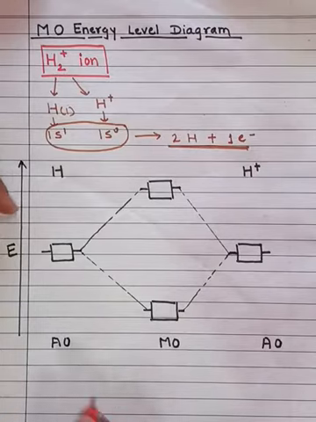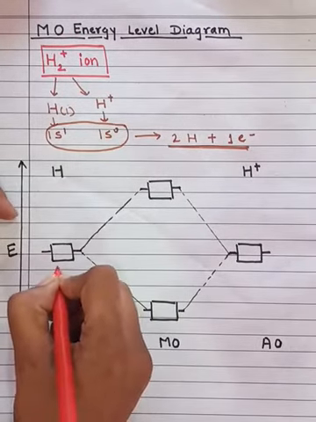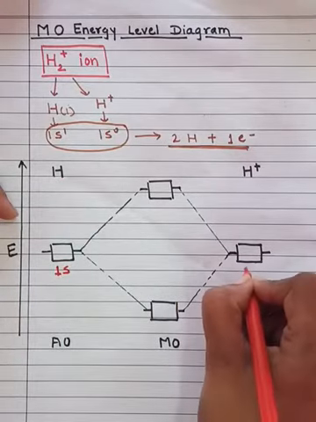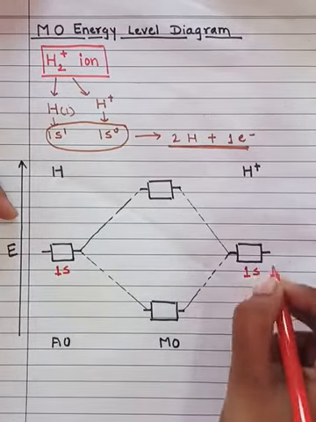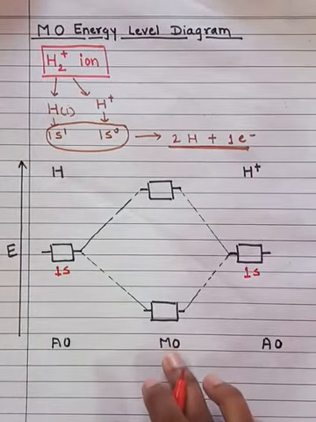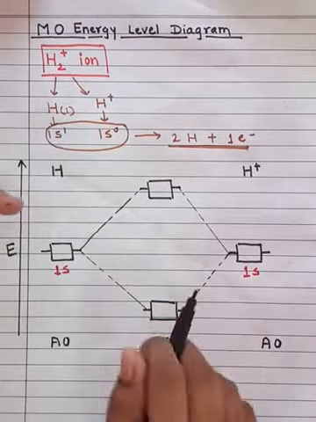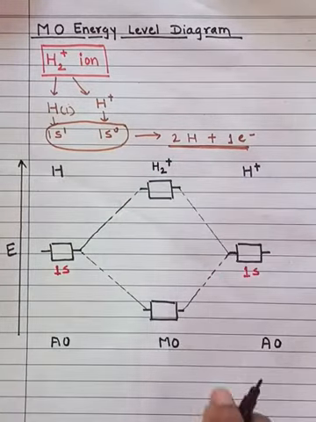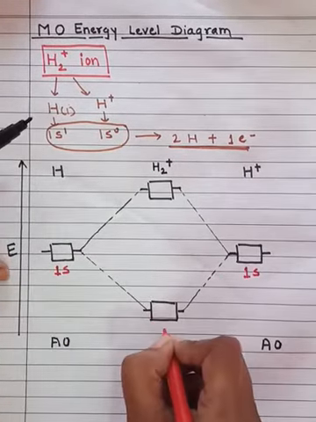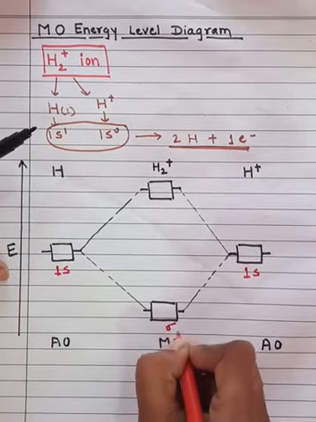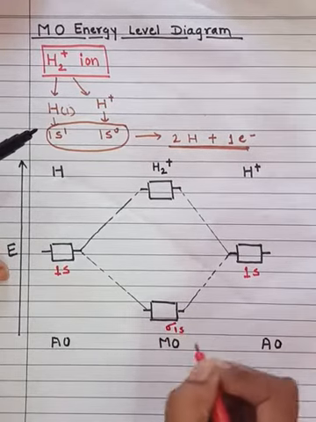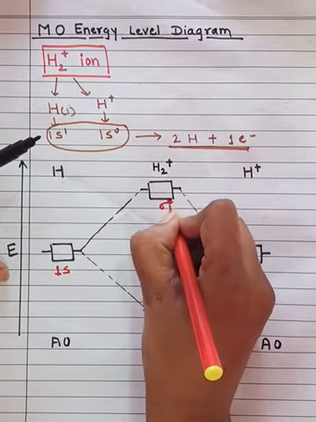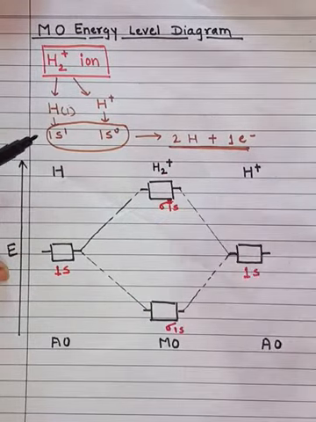Here we can say that this is the first atomic orbital. This first atomic orbital is known as the 1s. This is for hydrogen. This is the second atomic orbital, which is again 1s, for the H plus ion. Then at the center we are having the molecular orbitals for the H2 plus ion. The lower one is known as the bonding molecular orbital, which is having the symbol sigma 1s, and the upper one is the anti-bonding, which is having the symbol sigma asterisk 1s, right?